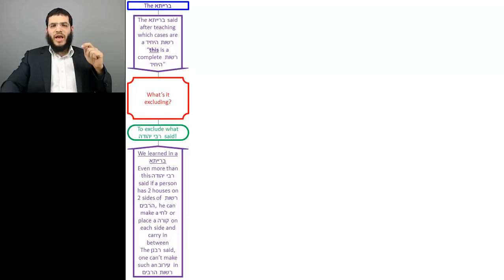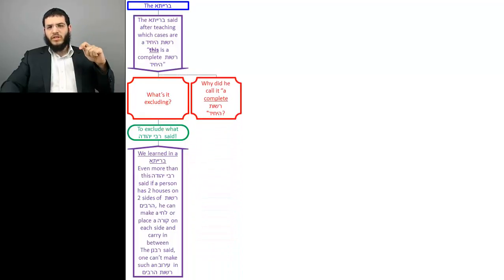The Gemara now continues and asks a question on the same words of the brisa. It says, and why does it say Gemura? It says Zuhi Rishus HaYachid Gemura. Why does that add the word Gemura at the end?